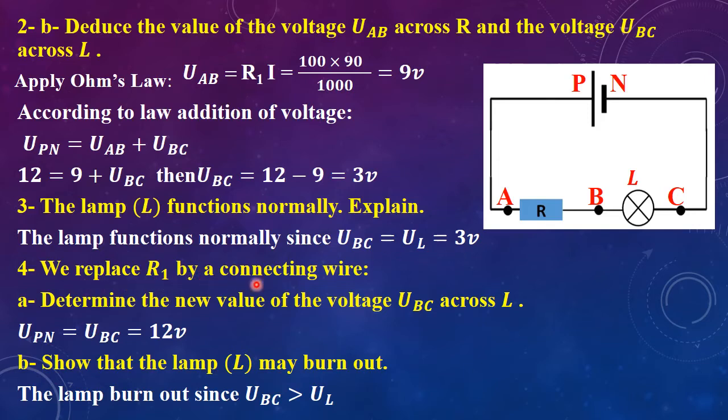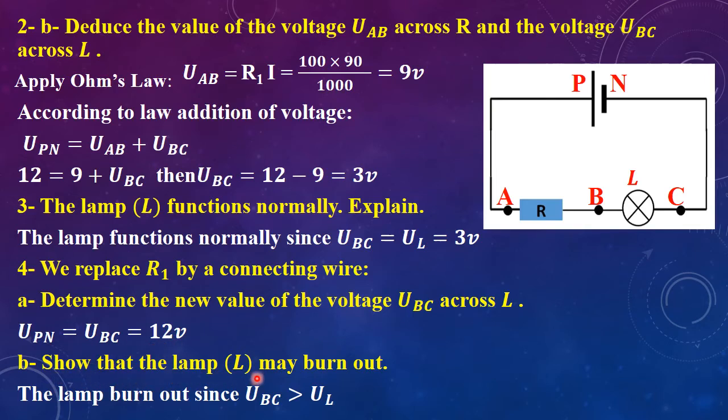We replace R1 by a connecting wire. Determine the new value of voltage UBC across L. Since R is a connecting wire, its voltage is 0. So the voltage of UPN is equal to the voltage of BC. So the voltage BC is equal to 12 volt. UPN equal UBC equal 12 volt.